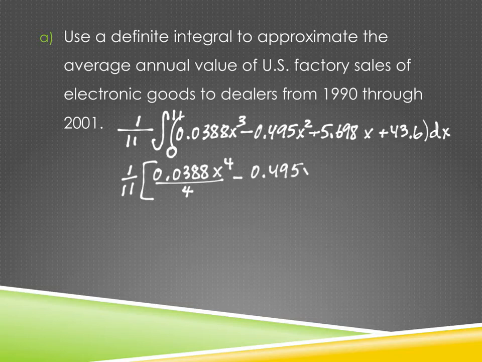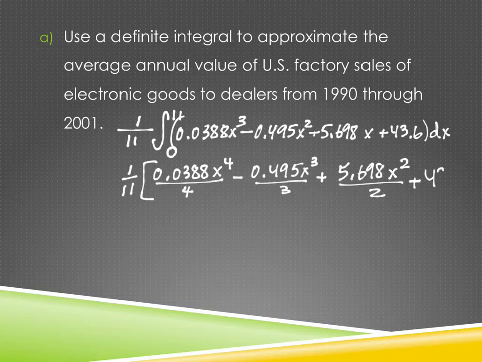0.495. It was x squared, now it's x cubed over 3. My 5.698, it was x. So now we increase the x to the 1 by 1, so I have x squared over 2. And then my 43.6 becomes 43.6x.